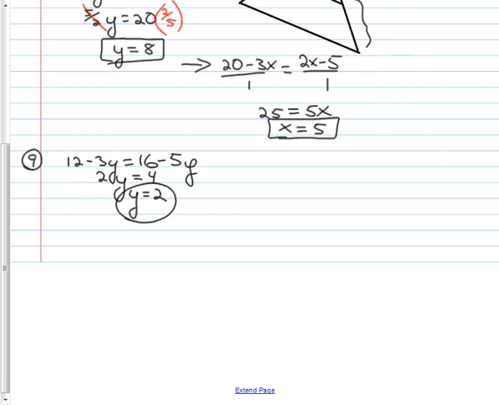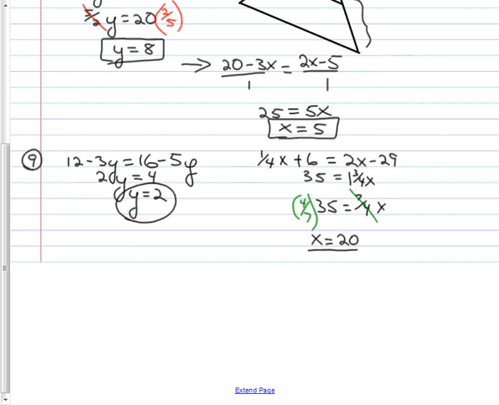A quarter x plus 6, 1/4 x plus 6 must equal 2x minus 29. Well, if I subtracted a quarter x, how many would I have? 1 3/4 x. I'm going to add 29. 35. Let's change that 1 3/4 to what improper fraction? 7/4 x. So I can multiply by 4/7 in order to eliminate it. How many times does 7 go into 35? 5. 5 times 4 is? 20.